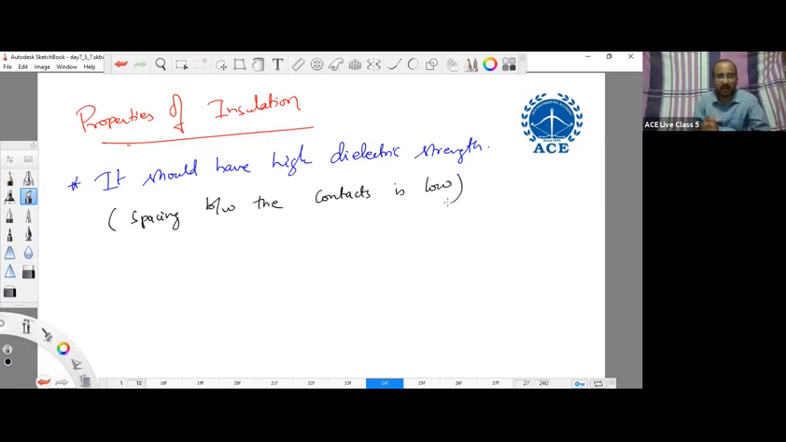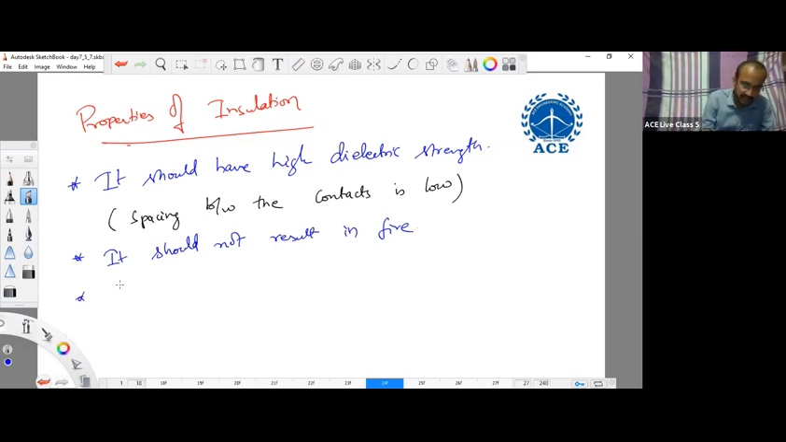So the first one is that it should have high dielectric strength. The second one is that it should not result in fire, because whenever the contacts are separated there will be formation of an arc, and due to that arc the insulation should not catch fire. And it should be free from impurities.